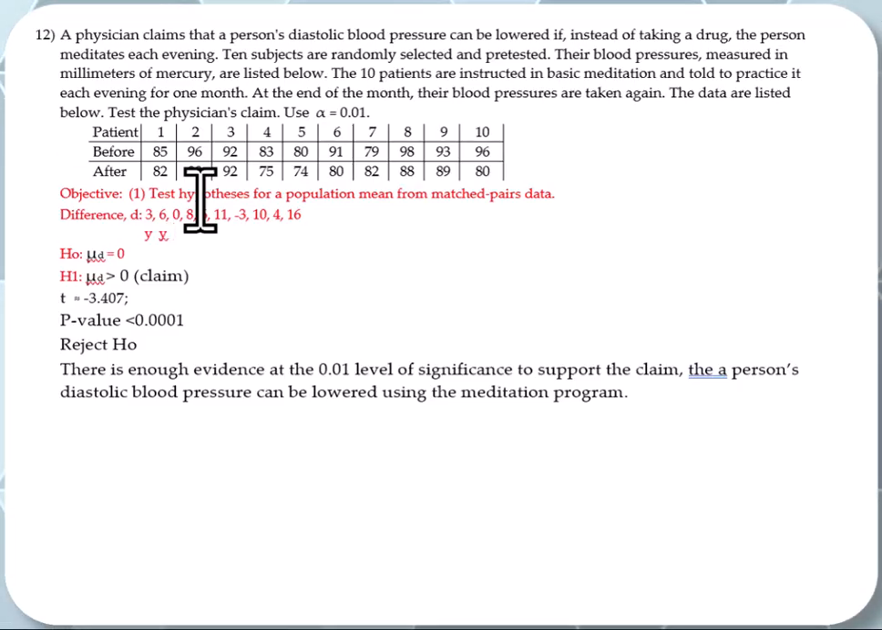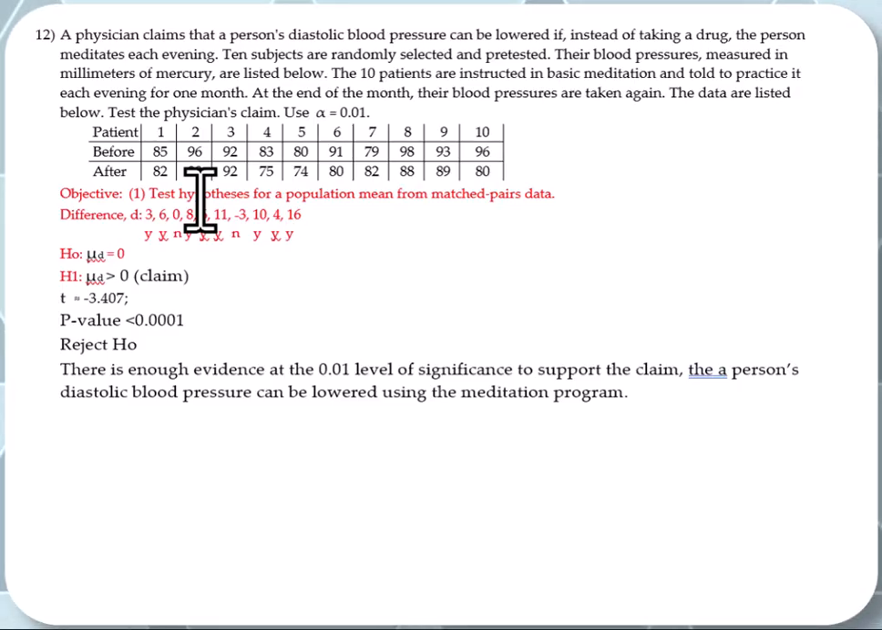What about patient number 3? No change. No, it didn't work. What about patient number 4? From 83 to 75. The difference is 8. It did work. Patient number 5, 80 to 74. Yes. Patient number 6, the difference is 11, yes. Patient number 7, it didn't work, actually it went back up, so that's a no here. Patient number 8, from 98 to 88, it's a yes. Patient number 9, 93 minus 89, so it's a yes. And then patient number 10 is 96 minus 80, it did work.